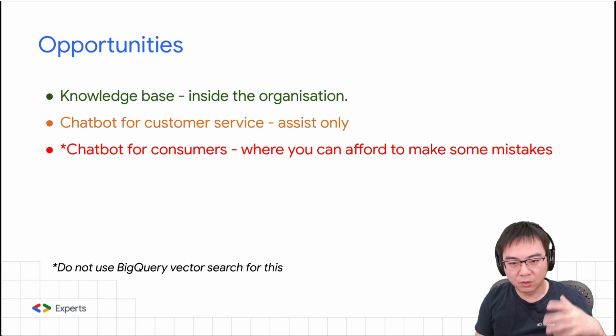Because the chatbot can just go crazy and start doing something very unpredictable 0.1% of the time. That's still a catastrophic disaster. So this is just about assist, right?